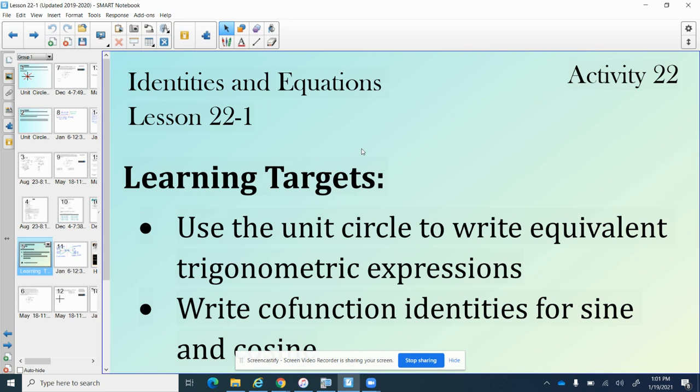Everyone, and welcome to lesson 22.1. Today's lesson is going to start on page 293 in your Springboard books. We are going to focus on talking about the cofunction identities.